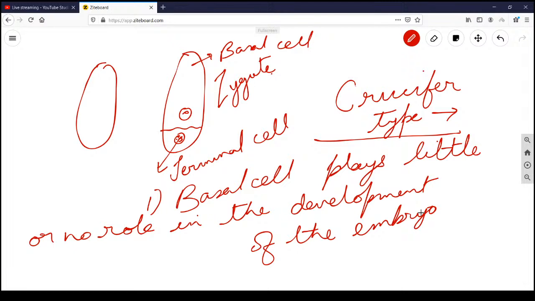But crucifer is not the only type. We have multiple types that come in NEET examinations. I'll just acquaint you with them and describe the crucifer type later in detail. We should at least know the name and the various characteristics of each.